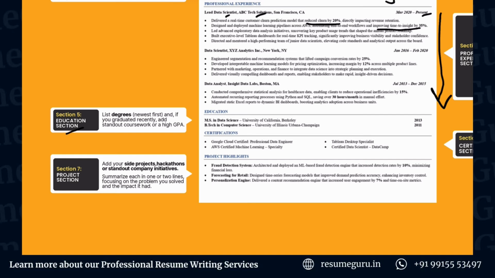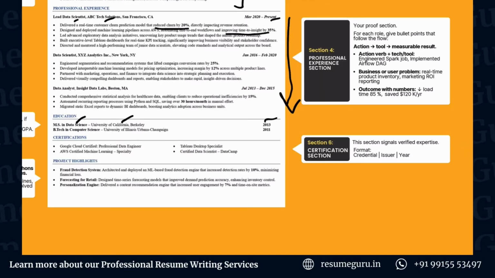Next is the education section. This is where you list your degrees, starting with the newest first again, and if you graduated recently, then you can add any coursework or your GPA. But if you graduated a long time ago, then all you need to do is mention your degree, the name of the course, and when you graduated. That's it.